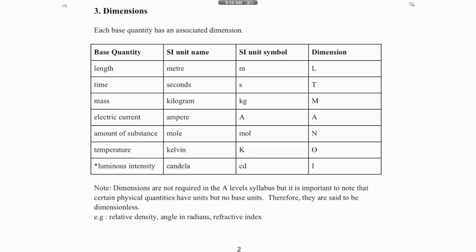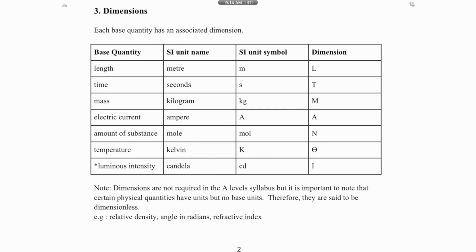Alright? Now there's also one more part here called dimensions. Dimensions are not strictly in your syllabus, but we just mention it in passing so that at least you understand what dimensions are. You notice that every one of these base quantities which has a base unit has a dimension. So dimensions are only for those base quantities that have base units. Sometimes they will say that a constant is a dimensionless quantity, or a quantity is dimensionless. What does it mean? It means that it has no base units.